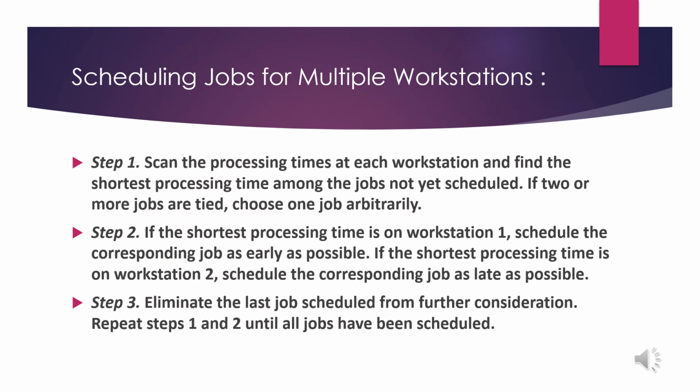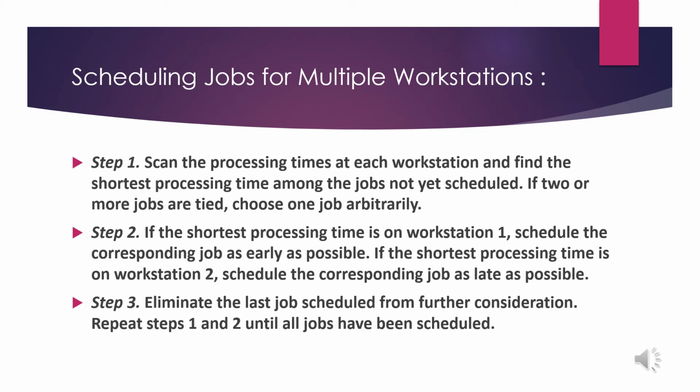Up to this point we were discussing how to schedule jobs for one single station. Suppose we have a flow shop with 2 stations, now what to do? Now we have to introduce a rule called Johnson's rule. We'll come back to it. Let's talk about what we mean by a 2 station flow shop.